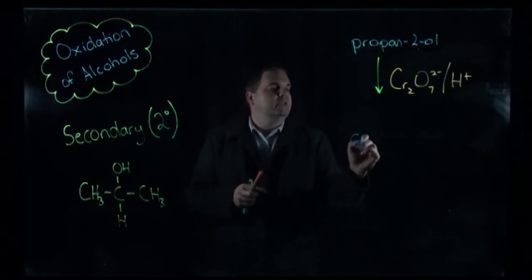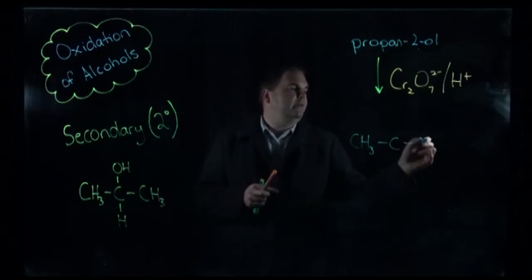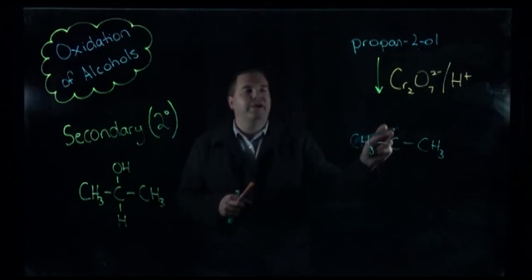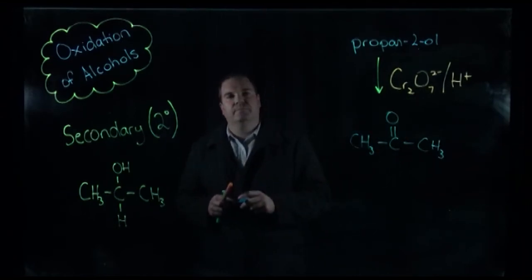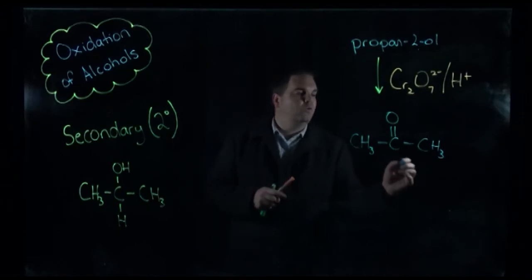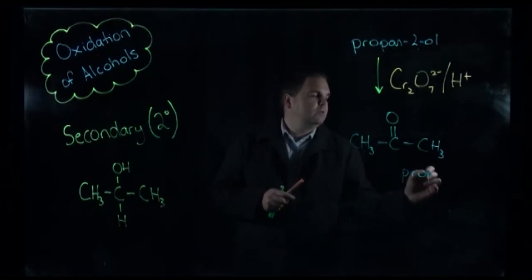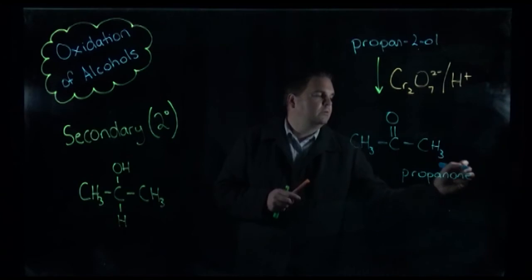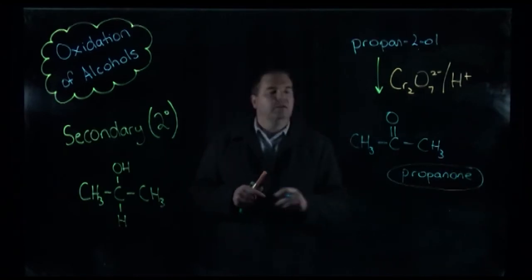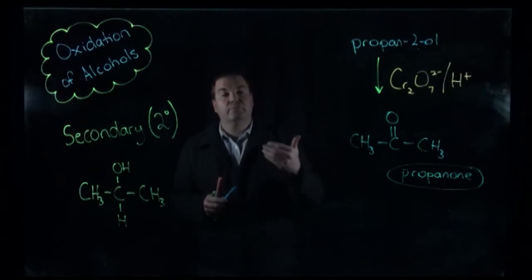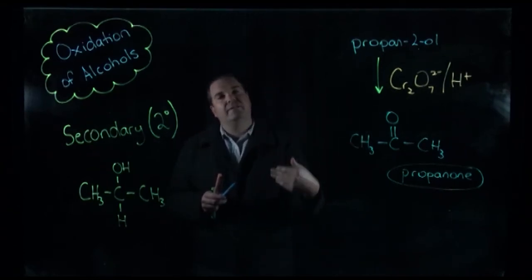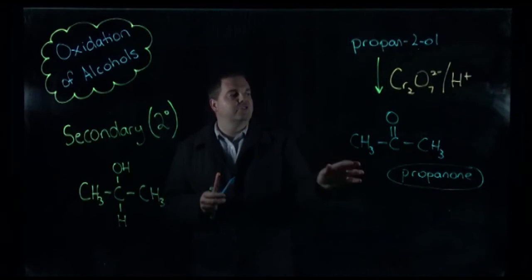So the central carbon atom here, which had the OH group on it, actually gets converted into a ketone. Okay, so now what we've actually formed is propanone. Okay, so secondary alcohols, when they oxidize, they go to ketones. Primary alcohol went first to an aldehyde, then a carboxylic acid, but the secondary goes to a ketone.